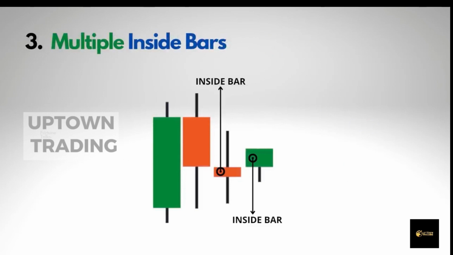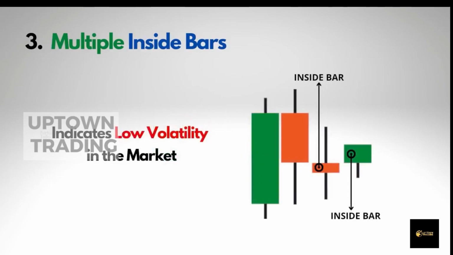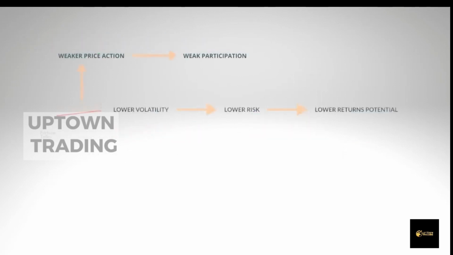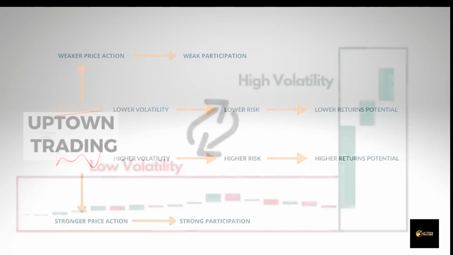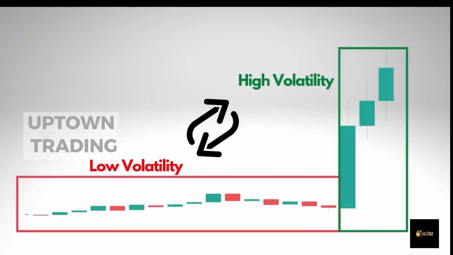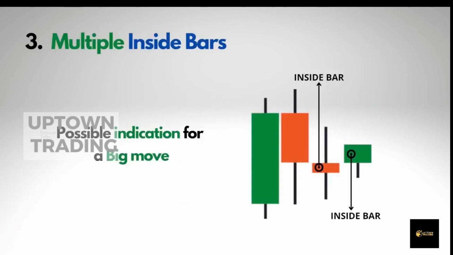Now the third type of inside bar is multiple inside bars. So in this case, you have multiple inside bars together. This is a powerful pattern because it tells you that there is low volatility in the market. To briefly talk about volatility, low volatility is associated with weak participation from the market participants, or it can signify weak price movements, while high volatility is associated with elevated interest from the market participants. And we know the market volatility is always changing. That is, it moves from a period of low volatility to a period of high volatility and vice versa. So when you see multiple inside bars together, it is a strong sign that the market is about to make a big move soon.